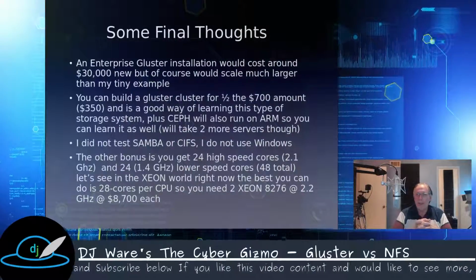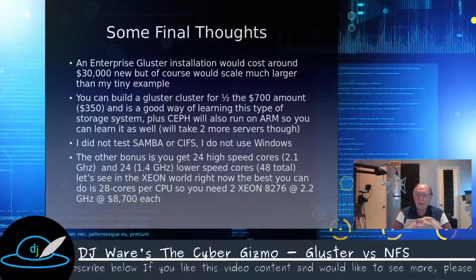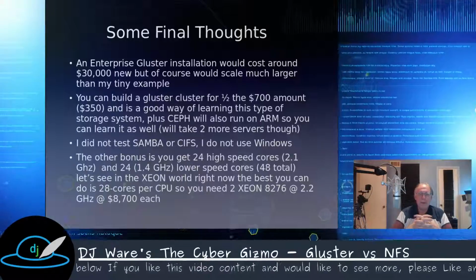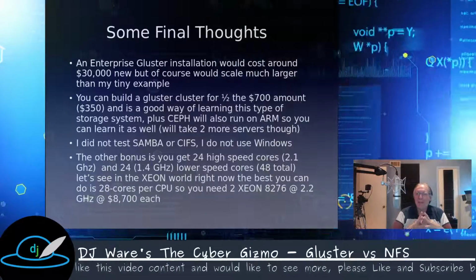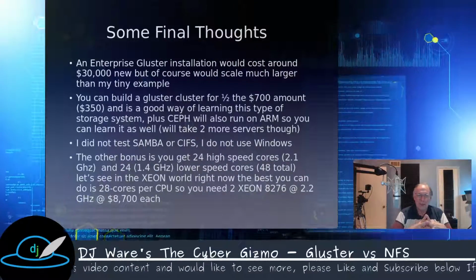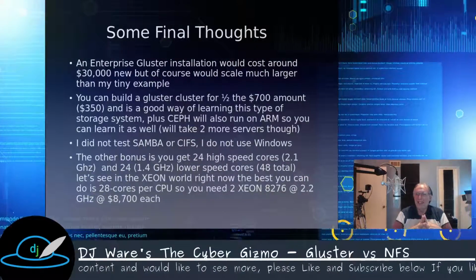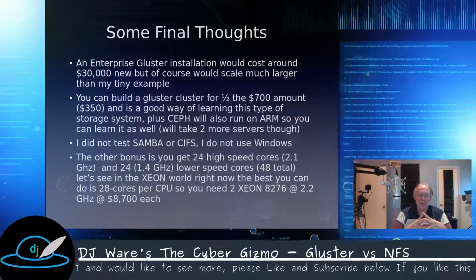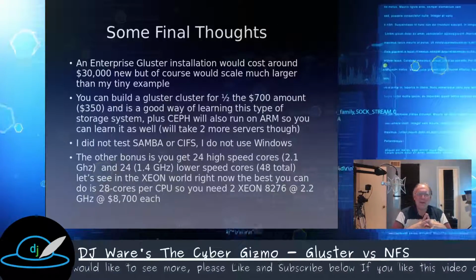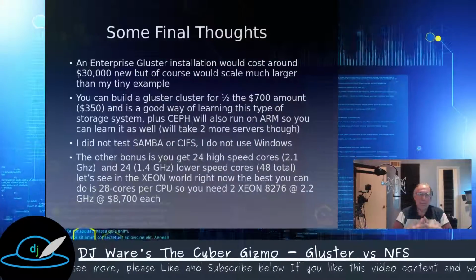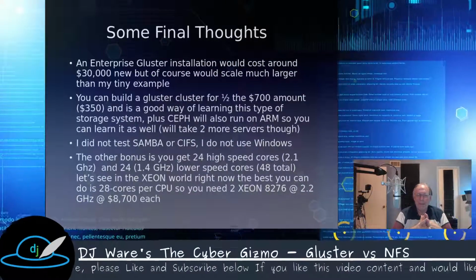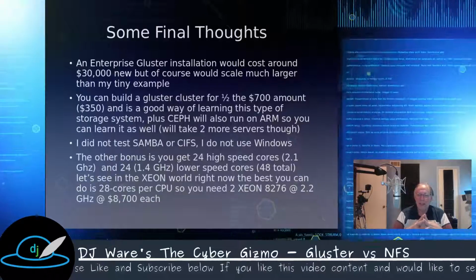And so, some final thoughts. An enterprise Gluster installation in the real world would start at $30,000. But of course, it would scale much larger than my tiny example here. So the price is proportional to the amount of storage that you would be getting from it. And then they can grow up to, as we've talked about before, petabytes in size. They scale way, way up.